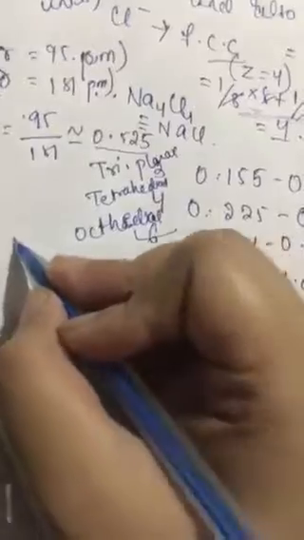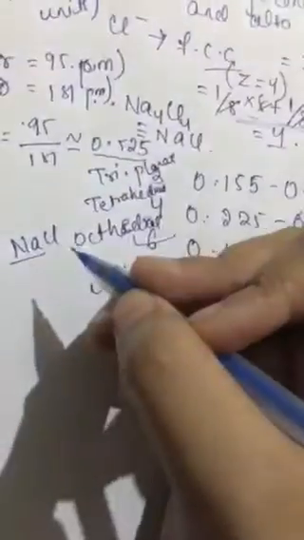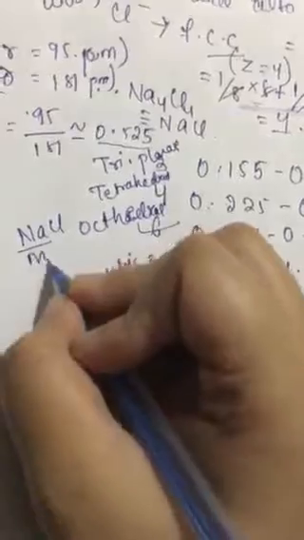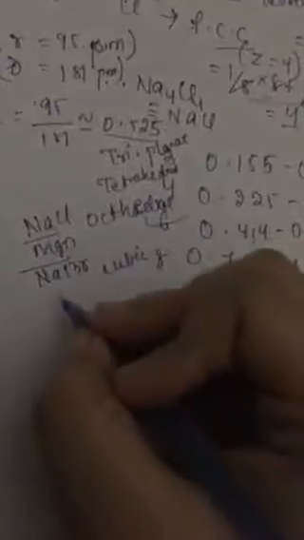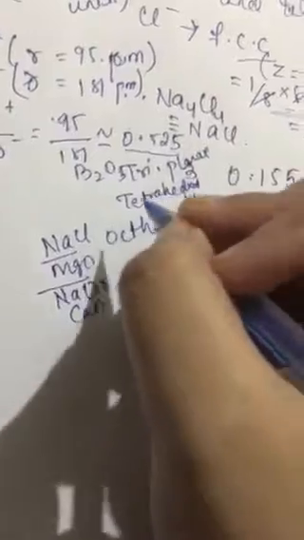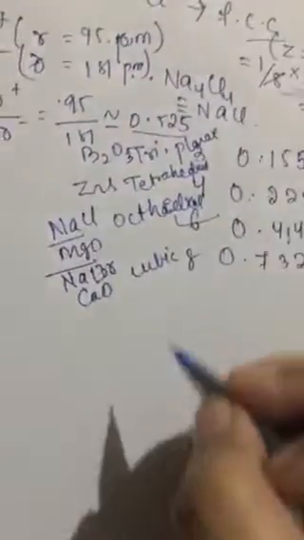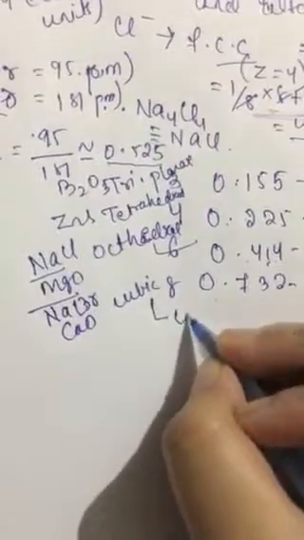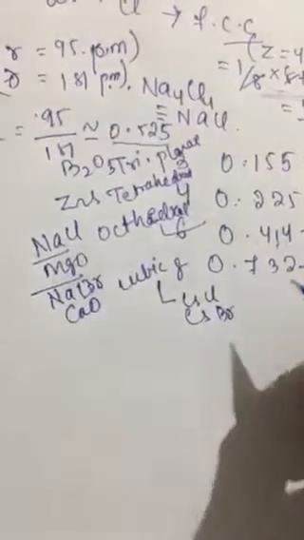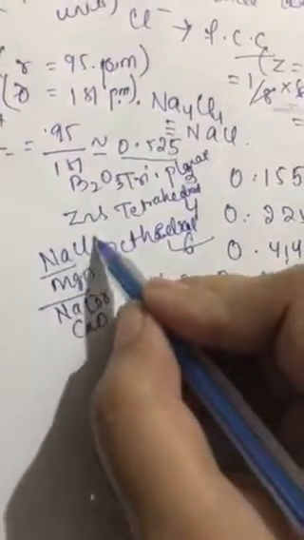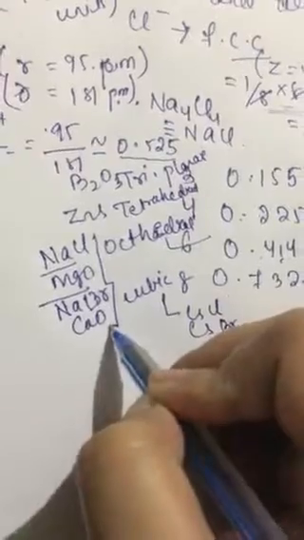Here the example is AB type arrangement, AB crystal type: NaCl, MgO, NaBr, CaO. Then trigonal planar, B2O3. This was ZnS type. The previous video it's all present, and in the cubic, CsCl, CsBr. So our theme is NaCl, MgO, NaBr and CaO and so on.